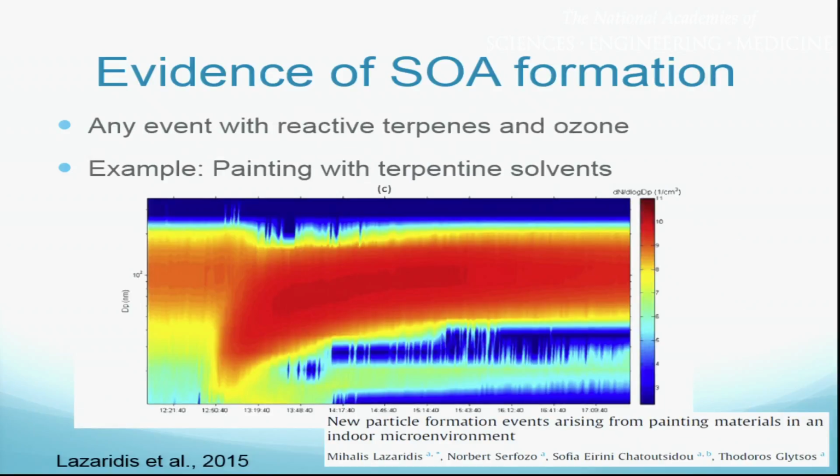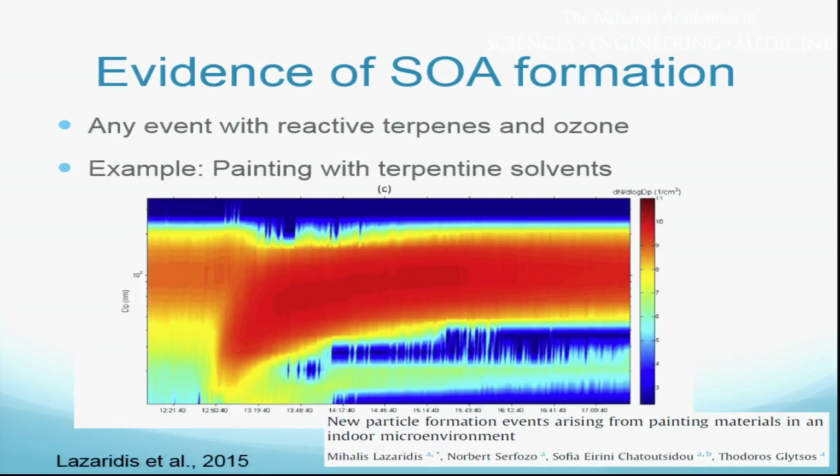This is one example from a recent paper showing that painting can do the same thing, and there's many papers like this. Just to describe this figure, you have time here. This is the particle diameter, and the color represents the concentration, the intensity of the color. So you see the introduction of these paints, the growth and persistence of aerosols that are about 100 microns. So this is a very well recognized process.